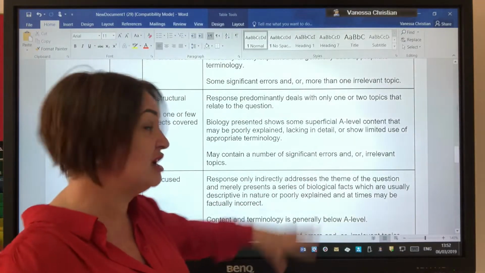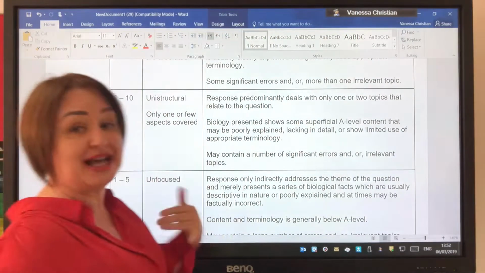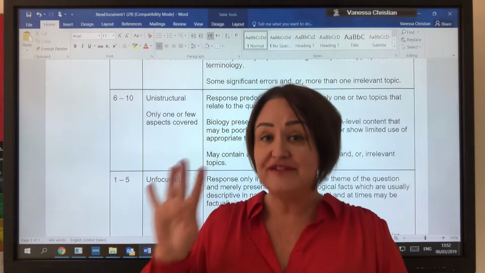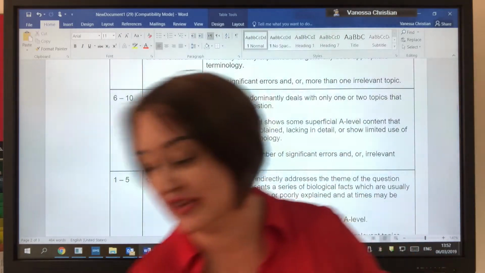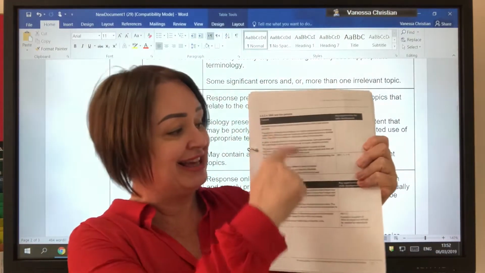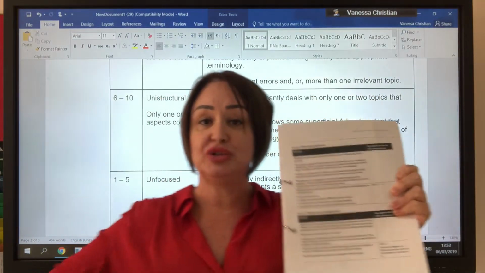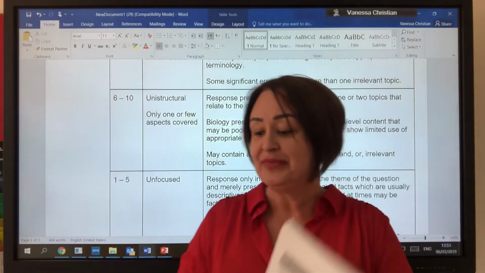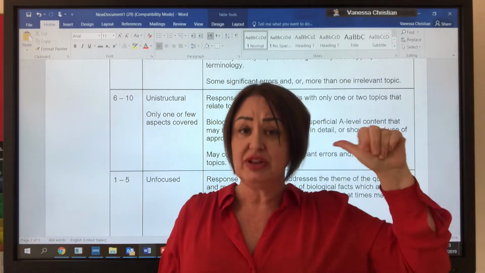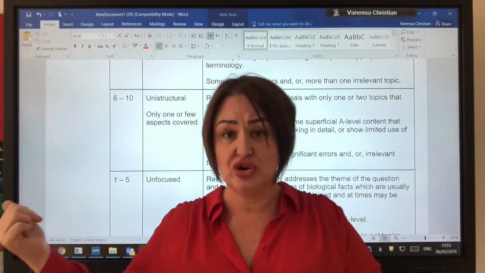Assuming you've hit those targets, you move to the next one up. This one says only one or a few aspects are covered. Now, in your essay, you need to cover 4 areas of your specification. What does that mean? If your specification looks like this, this is an area of your spec. So the easiest way for you to make sure that you've chosen 4 separate areas, I tell my students, always try and include plants, include something from AS, include something from A2, something at the beginning of the course, something at the end of the course.